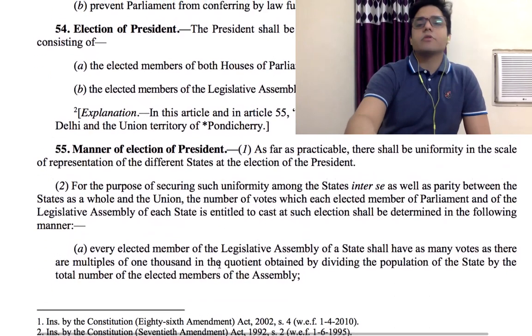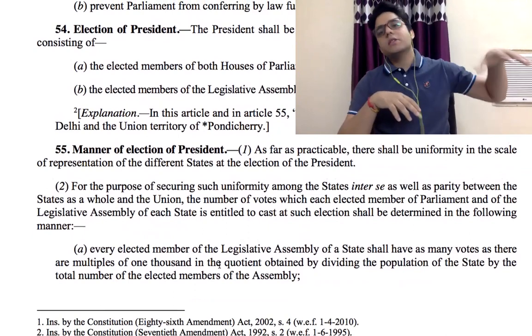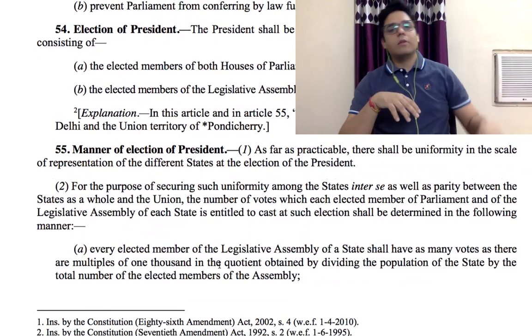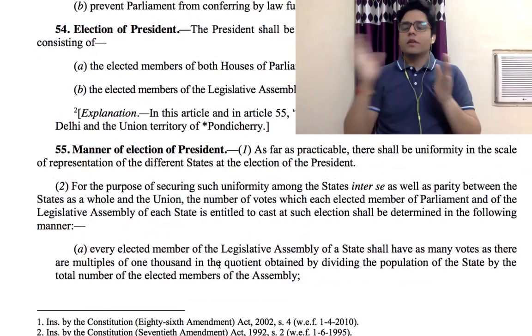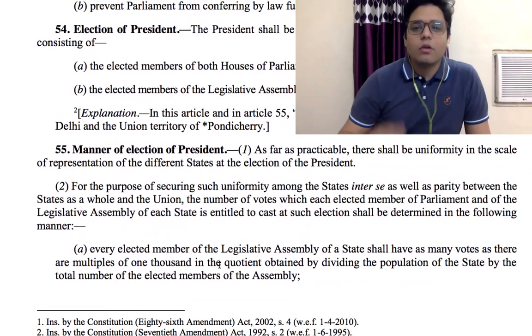Okay, that's what I was talking about. Two rules: uniformity within the state members of a state legislative assembly, and parity between the parliament and the state legislative assembly members. So how will it be done?